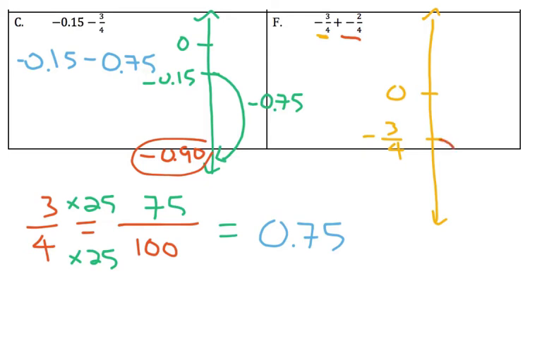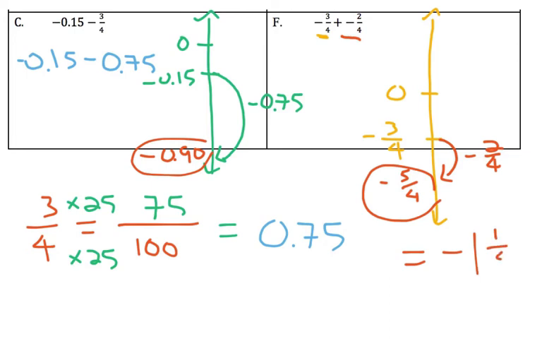So really, this problem is going down 2 fourths. And if we're at negative 3 fourths and we go down 2 fourths, you should end up at negative 5 fourths because you're getting farther away from 0. And you could have also written your answer as negative 1 whole and 1 fourth, or you could have gotten fancy and done negative 1 and 25 hundredths.